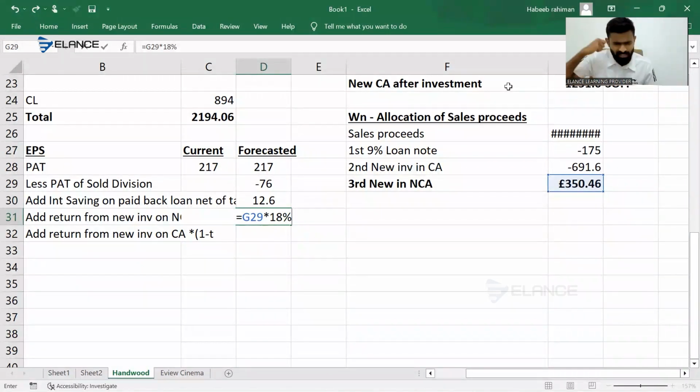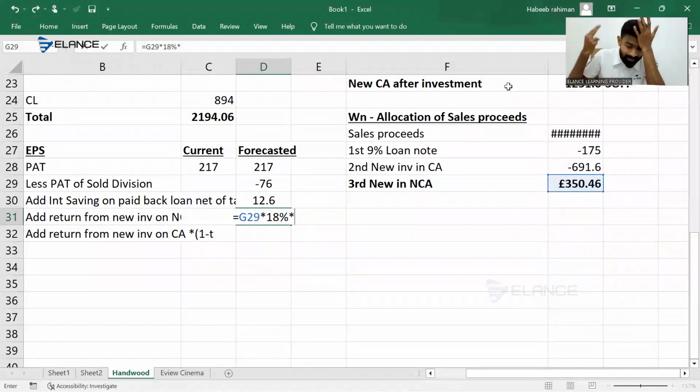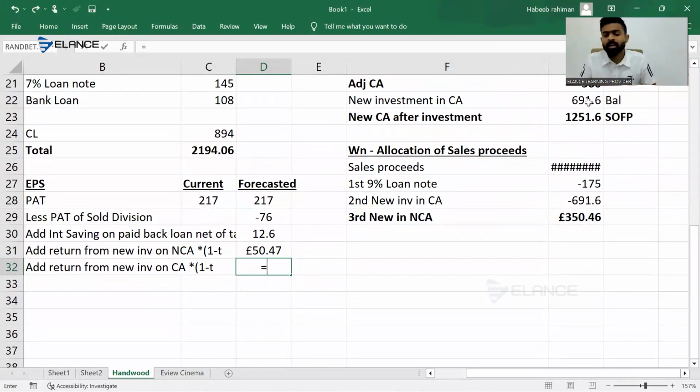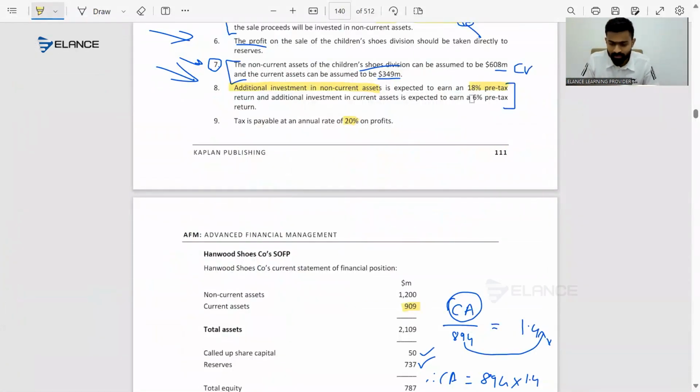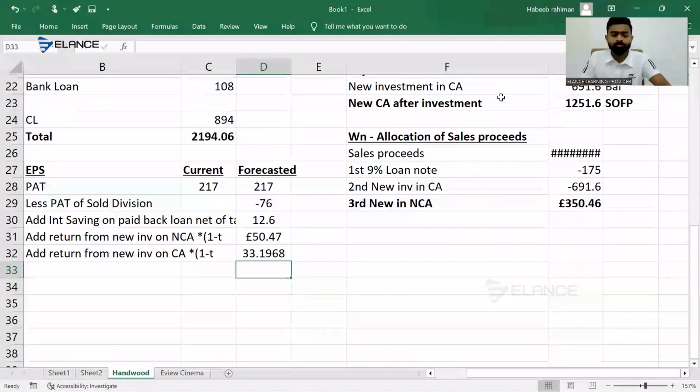It provides an 18% return before tax. We have to pay 20% tax on this. So the increase in income after tax will be how much percentage? After paying that tax, the increase will be how much? 80%. Similarly, we invested 691 in current asset. Here we can say it is 691. On this figure, we can expect 6% before tax. So multiply by 6%. In order to make after tax, it is 80%.